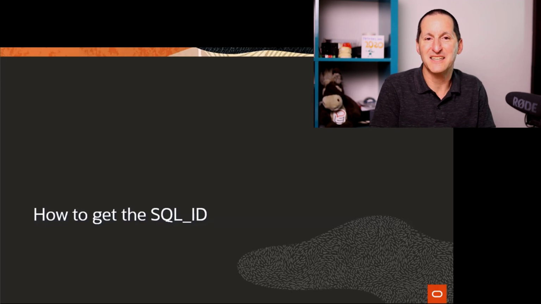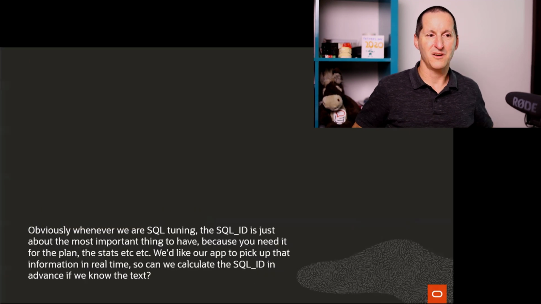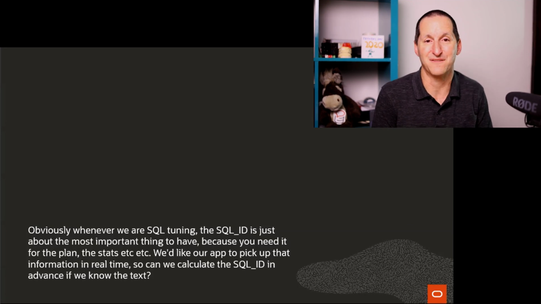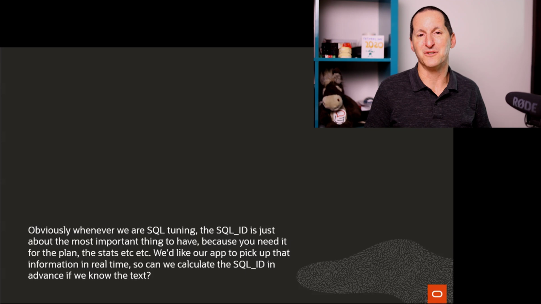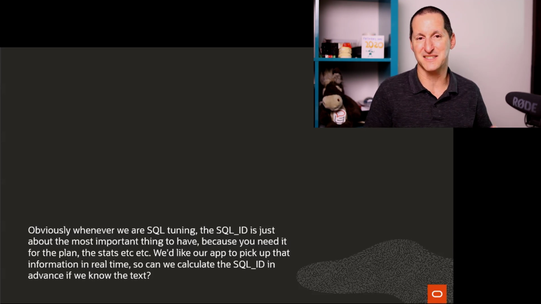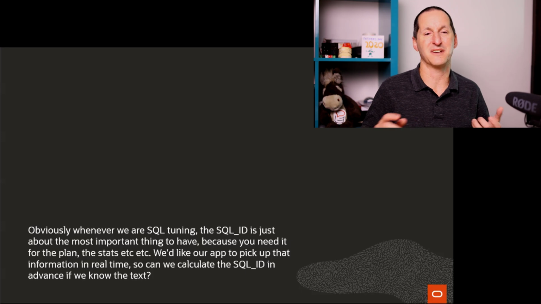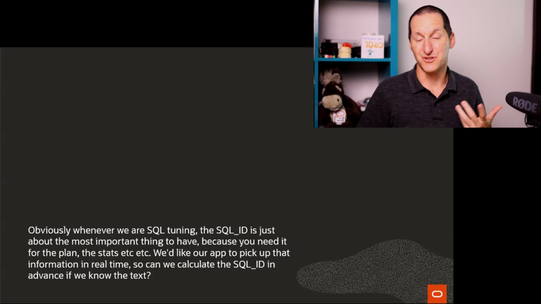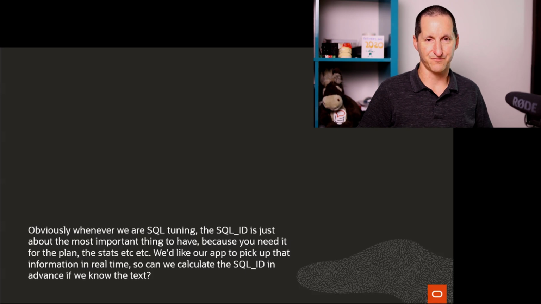How to get the SQL ID? Here's the question that came in. Obviously, whenever we are SQL tuning, the SQL ID is just about the most important thing that you have to know. And it's the thing we often do with SQL tuning. You go querying V$SQL or V$SQLAREA, V$SQLSTATS, etc. And you look for stuff which is expensive, and then you find the SQL ID. Because once you've got that, you can go get the plan, etc. It's almost like the primary key to SQL text in the library cache.